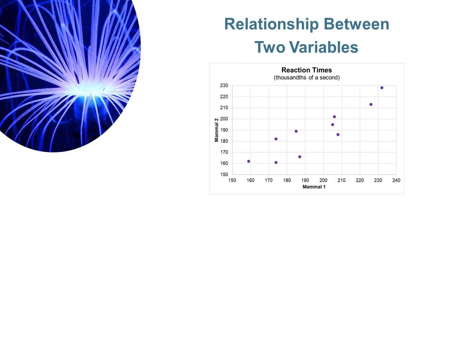Let's talk about how to measure relationships between variables. Suppose that we have a scatter plot that shows reaction times to a stimulus by two types of mammals. We can see that larger reaction times in one mammal tend to be associated with larger reaction times in the other, which also means that smaller reaction times in one are associated with smaller times in the other. We refer to this as a positive association.